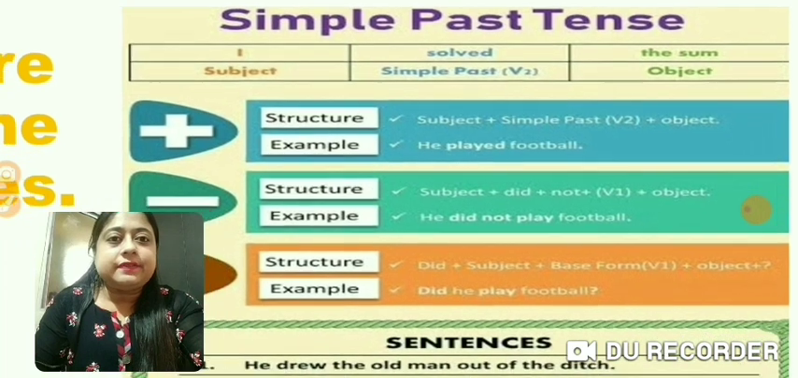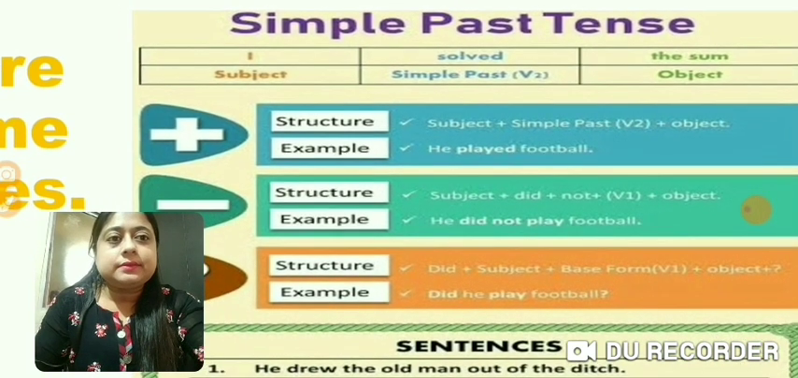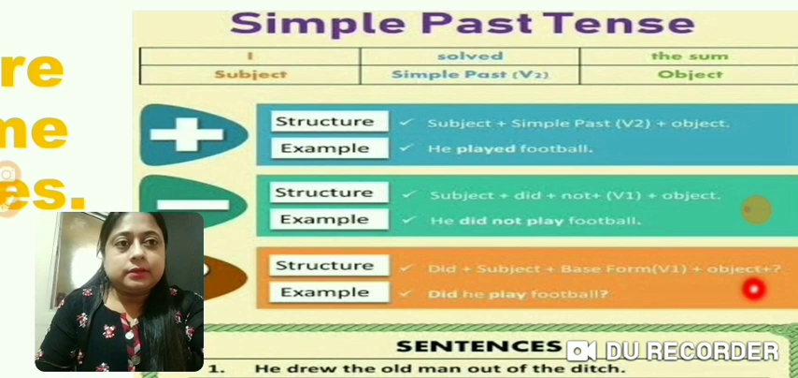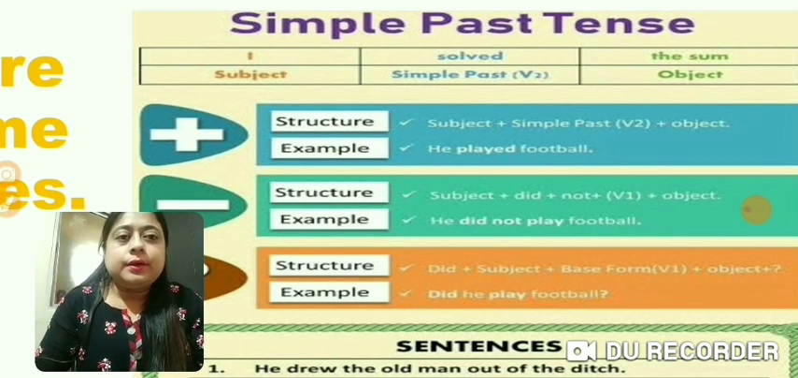Let us say negative form, subject plus did plus not plus V1 form of the verb. With did we use the root form of the verb, that is the original word itself. We do not use the past form of the verb, plus object. For example, he did not play football. We do not say he did not played football, but he did not play football, because with did we will use the V1 form of the verb.